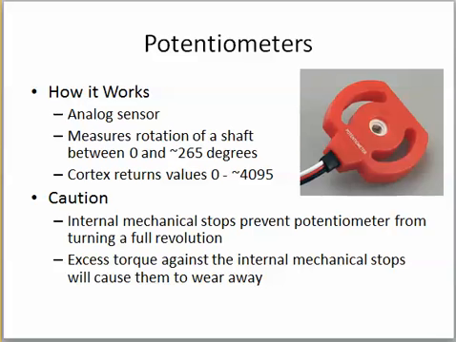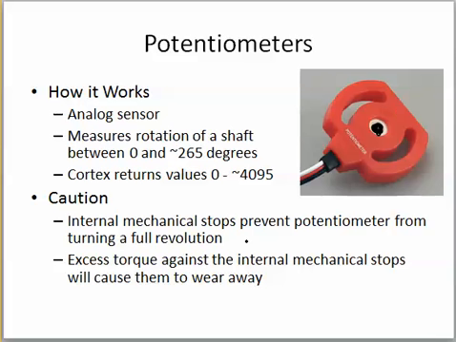All right, potentiometers. How it works. It's an analog sensor. It measures the rotation of the shaft between 0 and 265 degrees. The Cortex returns values between 0 and 4095. This thing right here in the middle is going to spin. As you set it to different degrees, it's kind of like a light switch in your house that spins and turns the lights on dimmer, called a dimmer switch. A potentiometer is much like this. You can turn it to different degrees and it will make different things happen.